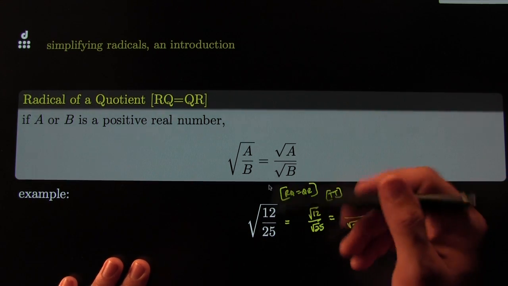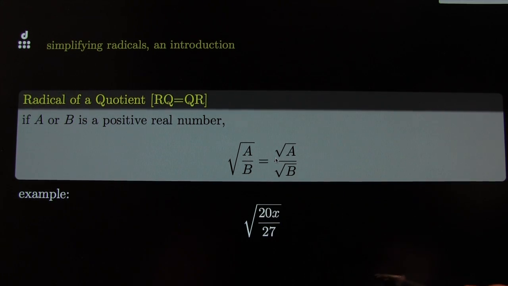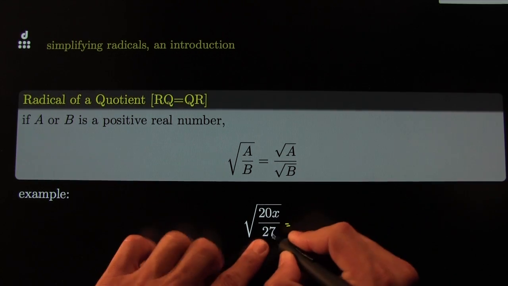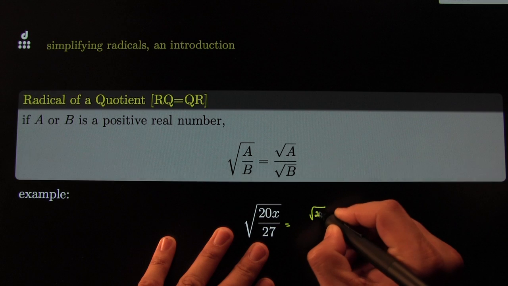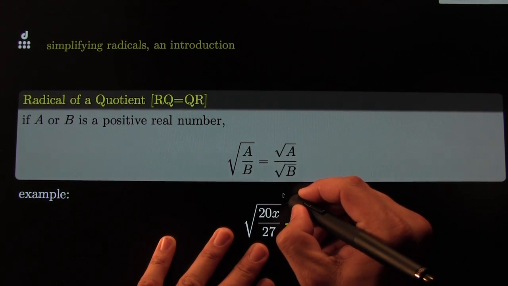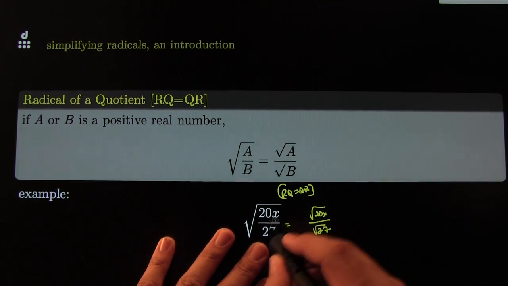Alright, very nice ideas here. Simplifying radicals. Maybe we try one more. Let's try one with x's. So here I can break this up. The 27 is positive, so I know I can break this up as the square root of 20x over the square root of 27. That's the radical of the quotient is the quotient of the radicals. That's how I go from here to here.